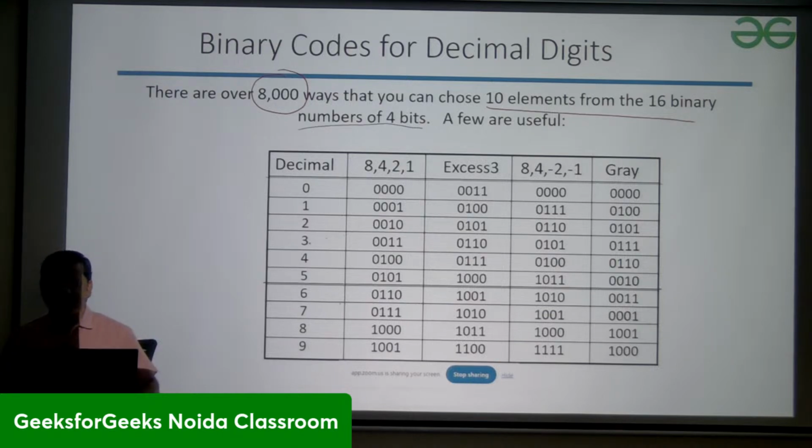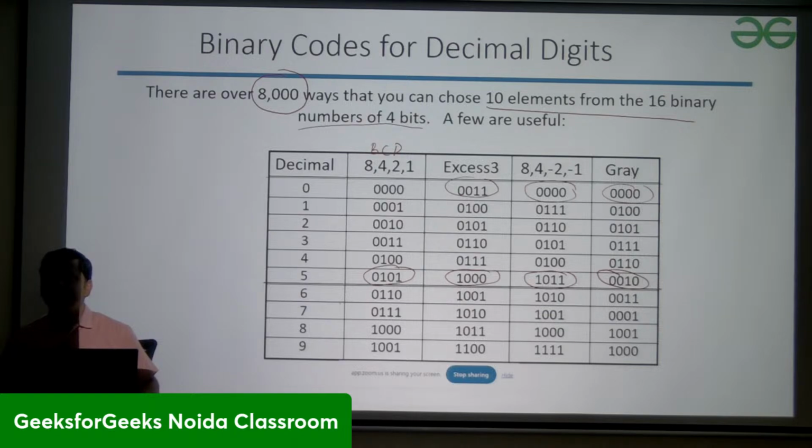And a few of them I have just shown you, that we have BCD representation. Here you can see the values are differing. XS3 code: 0 is represented as 4 zeros in BCD, while in XS3 it is represented as 0011. And the next one is represented entirely differently. Just look at any other value, let's say 5 here. Now it is 8 here. 8, 4, minus 2, 1 is something different. And the Gray code is entirely different.